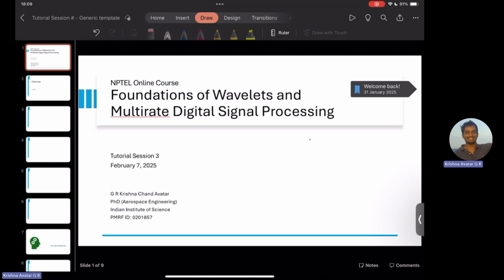Now we would move on to revising all these topics. Also, I plan to start MATLAB analysis of certain signals or wavelets, etc., in the MATLAB software.